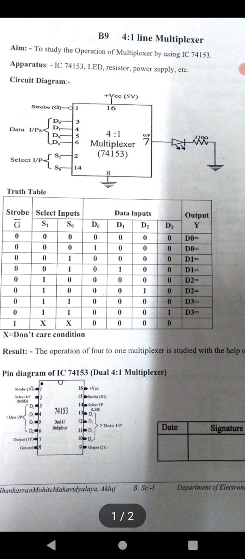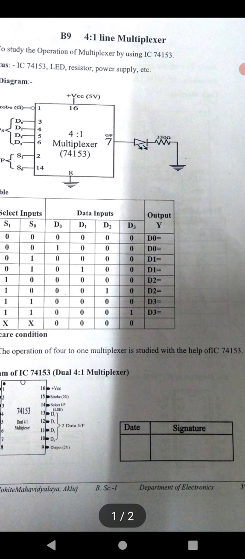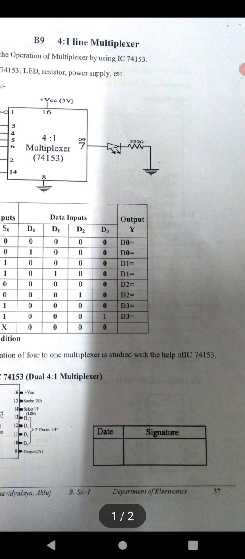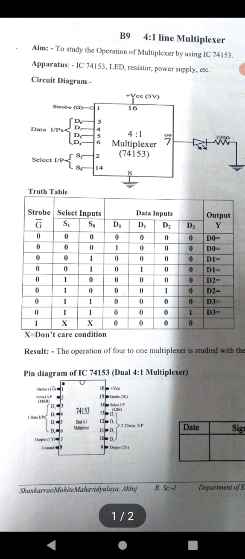The result of this experiment is the operation of a 4 to 1 multiplexer, that means a multiplexer with 4 inputs and only 1 output, studied with the help of the IC 74153, which is a dual 4:1 multiplexer. In this way, this 4:1 line multiplexer chart is fully explained. I think you got this chart.